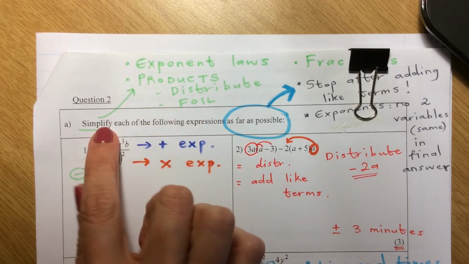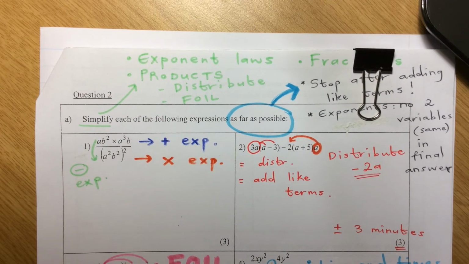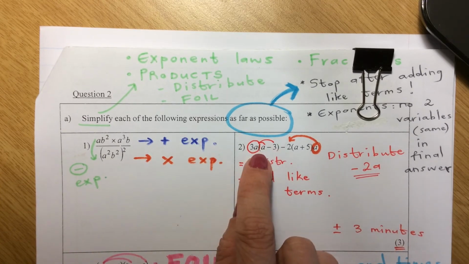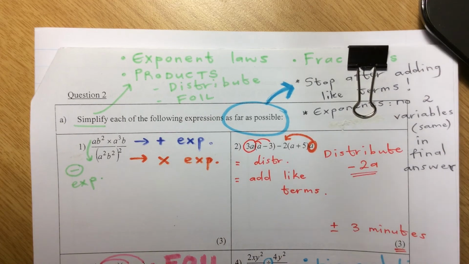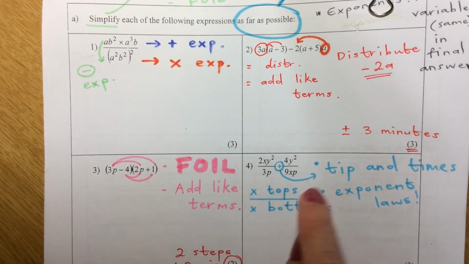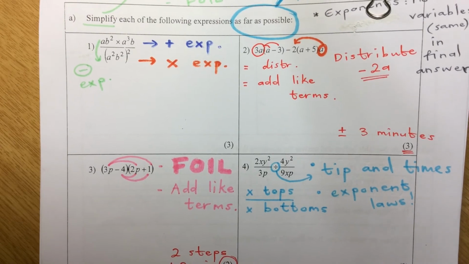So first of all, I write down what are my options when I'm simplifying. Now the tricky thing in a paper here, guys, is simplify can refer to an exponent type question. There we've got our distribution. Number 3 here, we've got a FOIL question because I can see the two binomials. Then I've got a fractions question. So unfortunately, all of this goes under the instruction simplify. They're not going to say simplify this distribution question or simplify this by dividing fractions and tipping and timesing. So you've just got to know what rules to apply where.